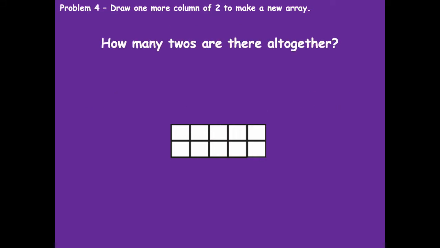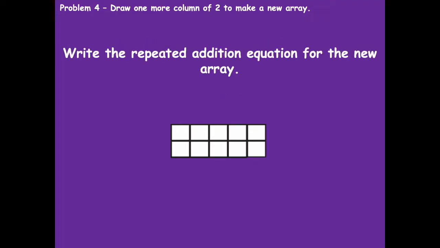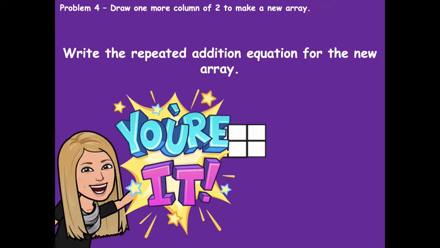How many 2s are there all together? Is there 1 2, 2 2s, like a tutu, like a ballerina? I cracked myself up. Okay, but how many 2s are there all together in this array? Yeah, there's 5 2s because there's 5 columns. So you're going to write the repeated addition equation for the new array. So pause the video, write your repeated addition equation, and then click play when you're ready to go over it together.